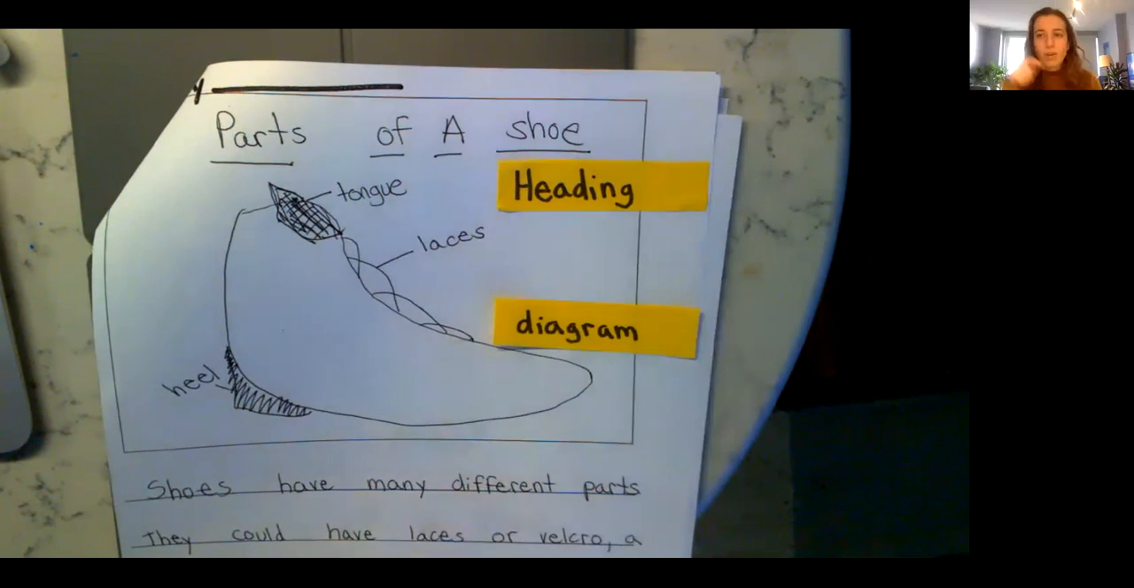So, readers, writers, what text features can you use today in your writing? Go to a page in your book where you already wrote words. Can you add some text features to the picture? Off you go.